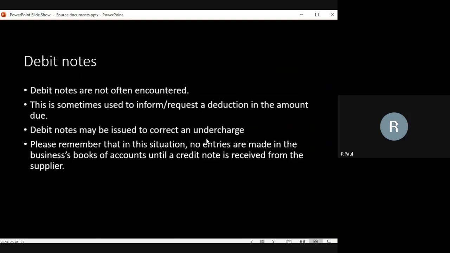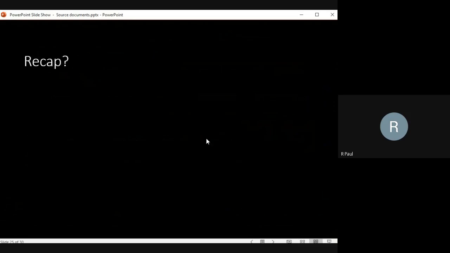Now, you must also remember here that a debit note precedes a credit note. So the business sends a debit note to the supplier, telling them that you want a refund for that particular purpose. You only record the information when you receive the credit note from the supplier. In other words, the credit note is the key document.